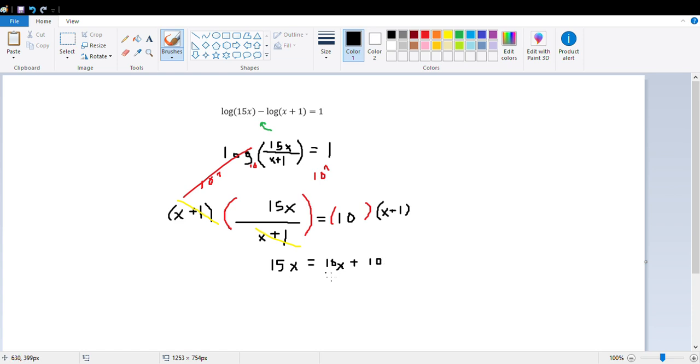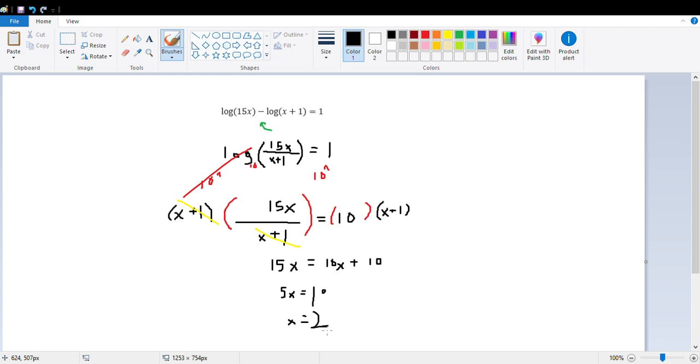All right, and then from here, I'll just subtract 10x from both sides. That gets me 5x is equal to 10, which gives me x equals 2. And we can check that if we like.